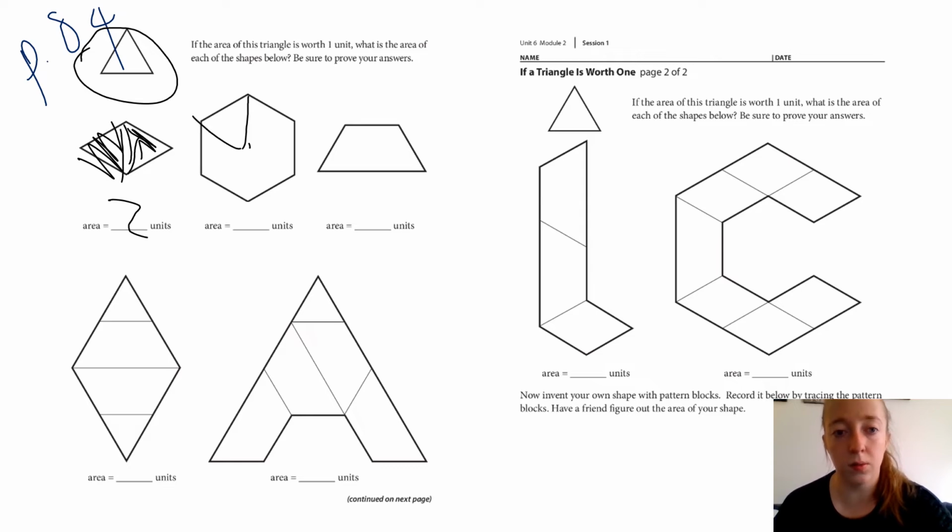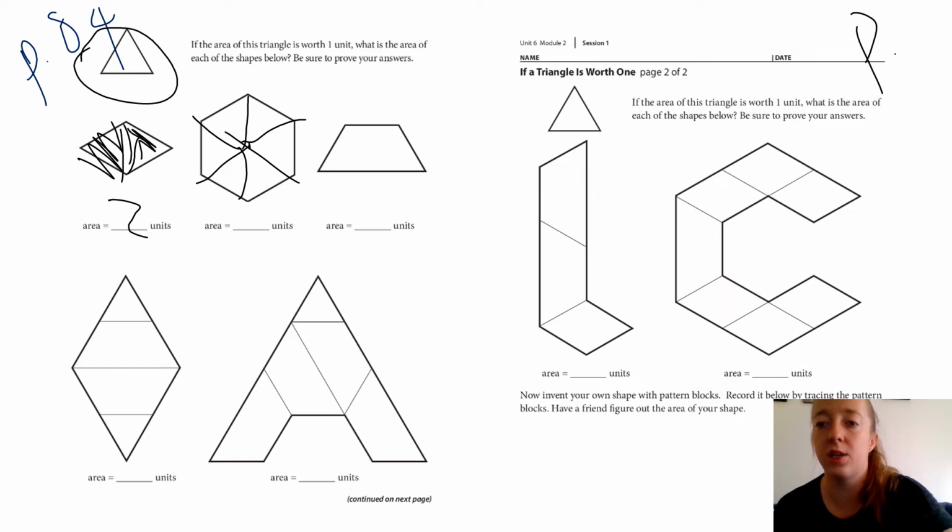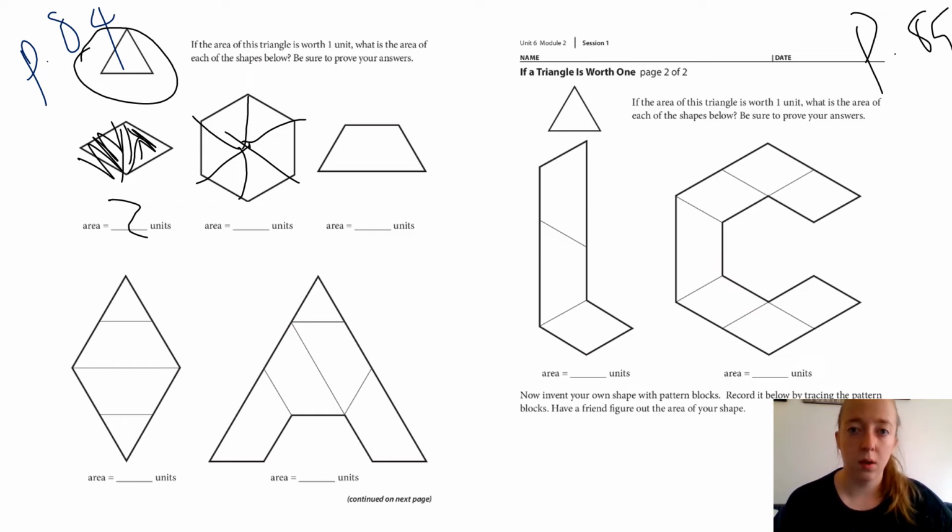Because remember, we're doing this knowing that a triangle is 1 unit. So you can kind of figure out how many units each shape is. And it does get a little tricky, but I know you can do it, okay? And then this one is page 85. Okay, so I want you to visualize and estimate, if the triangle is worth 1 unit, what is the area of each shape?